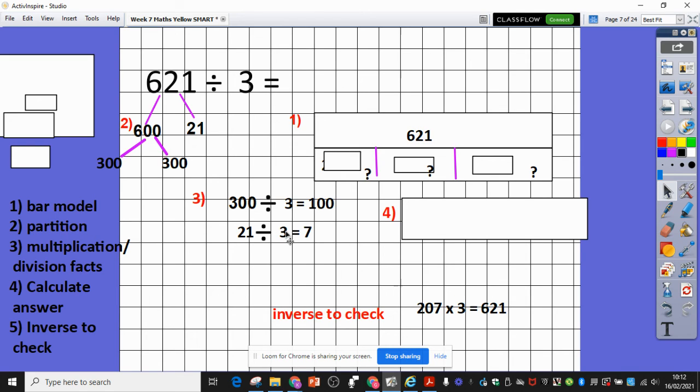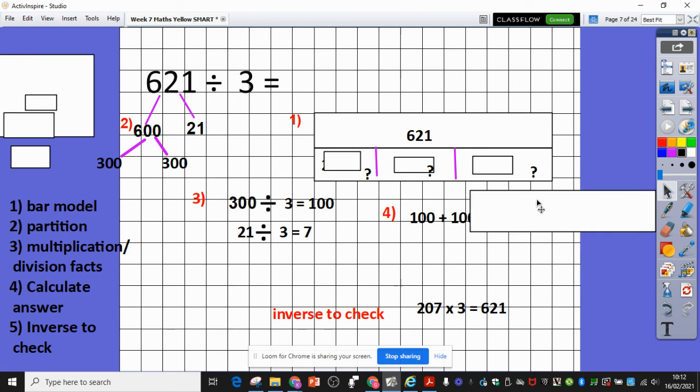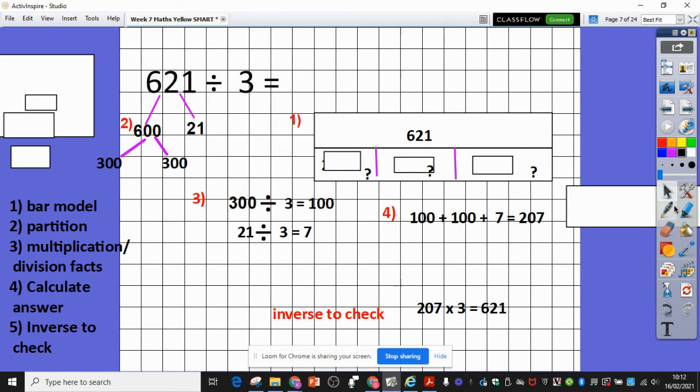So I've done my bar model, I've done my partition, I've done my multiplication and division facts. Now I have to calculate my answer. So I've got 2 lots of 300 here, so I'm going to do 100 plus another 100, because that's my answer for each one of these, plus my answer for 21 divided by 3, which is 7, is 207. So I know that each one of these parts is 207.